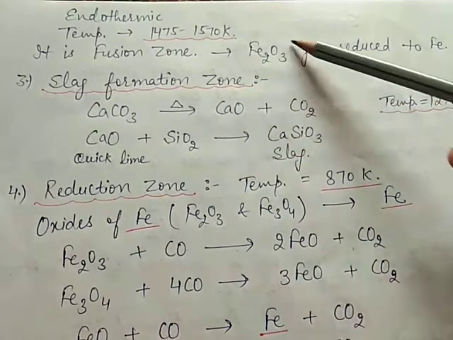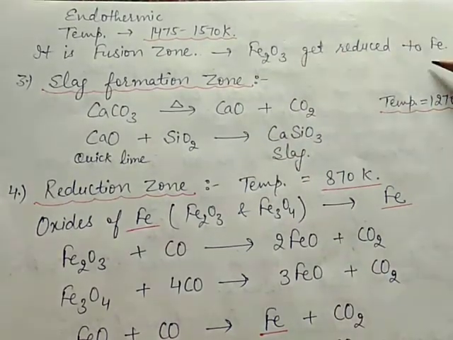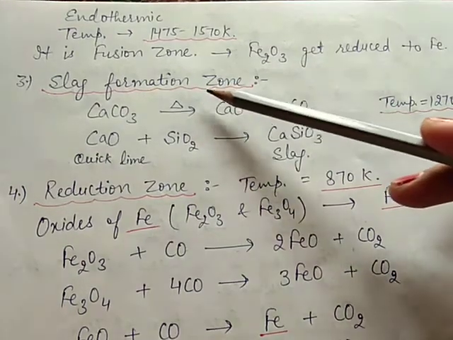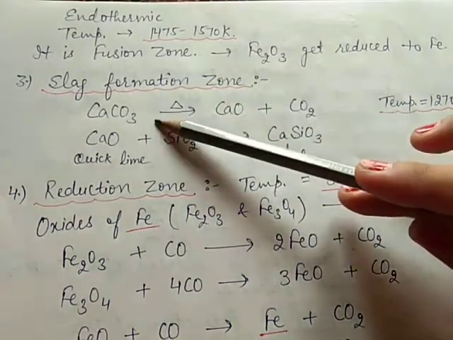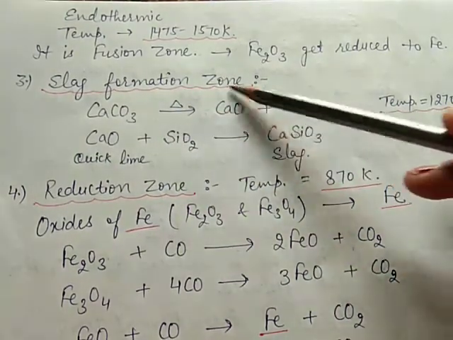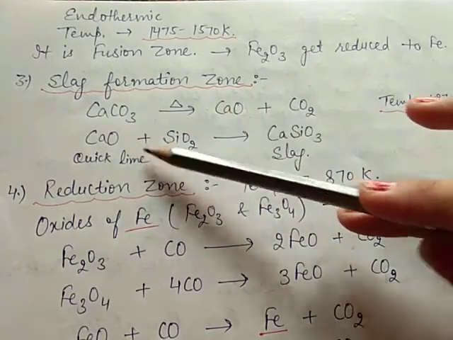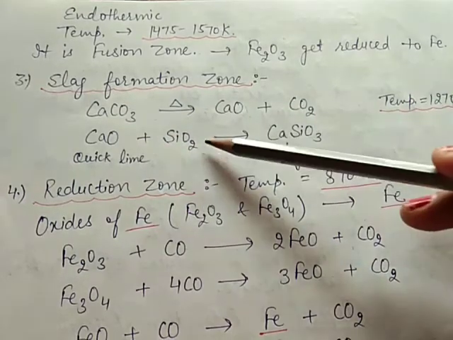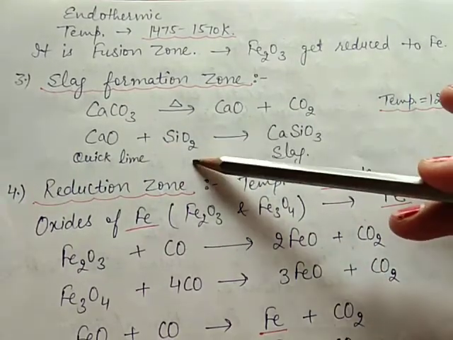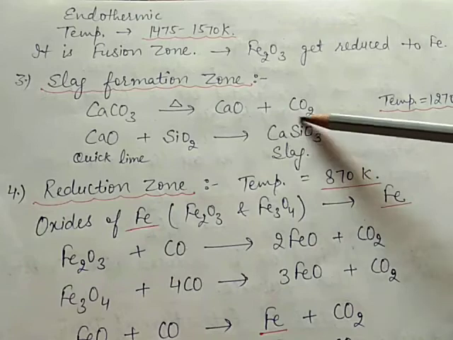Here iron oxide gets reduced to iron. Third is the slag formation zone. In this zone limestone, after being heated, forms lime, quicklime, CaO, and this quicklime in presence of SiO2, means silica, which is the impurity, changes into slag.